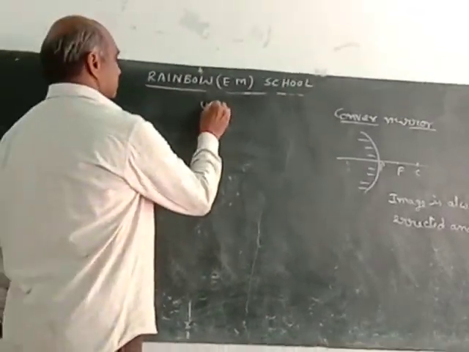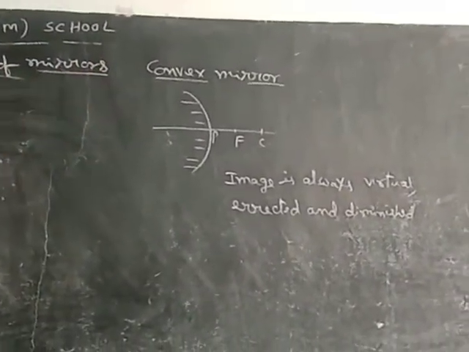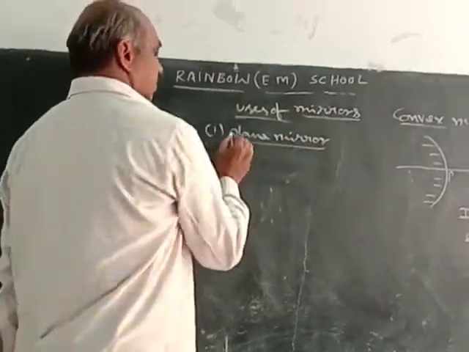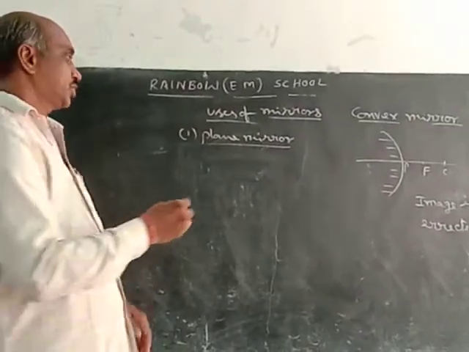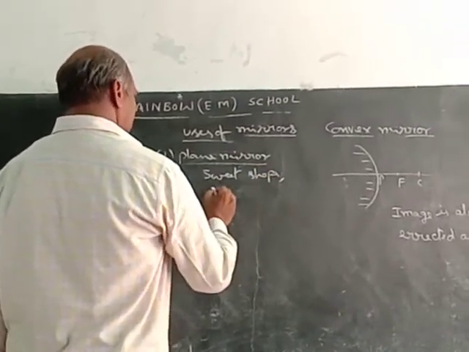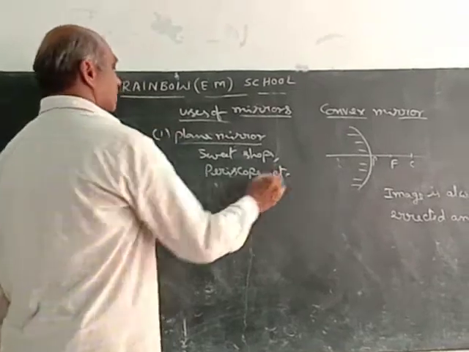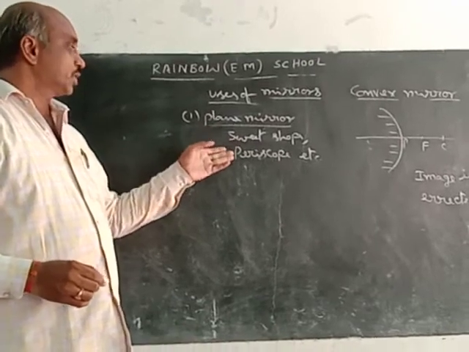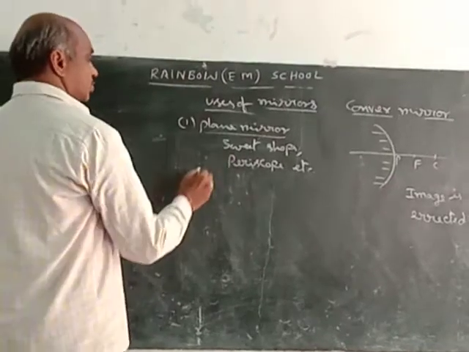Next, uses of mirrors. First one is the plane mirror. What are the uses of plane mirror? Plane mirrors are used in barber shops, sweet shops, gold shops, periscope, kaleidoscope, like this. These are the uses of plane mirrors.